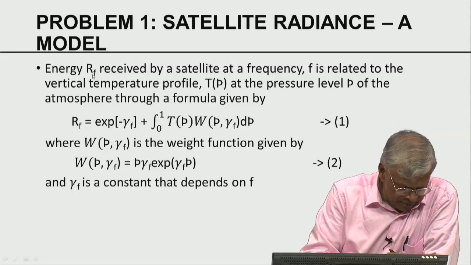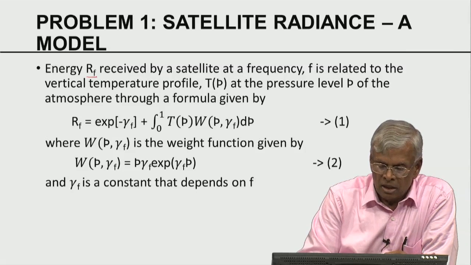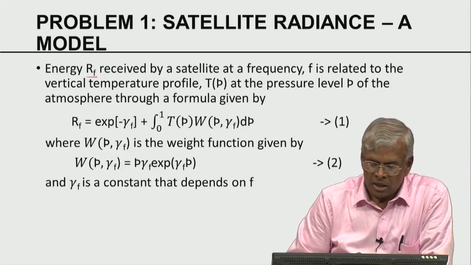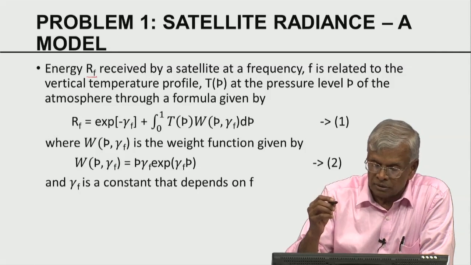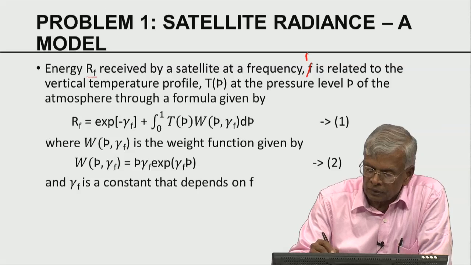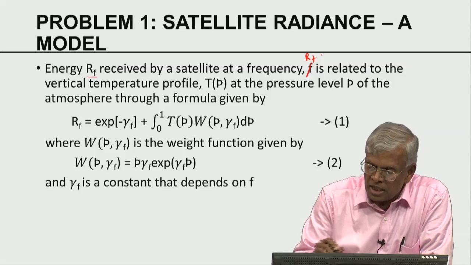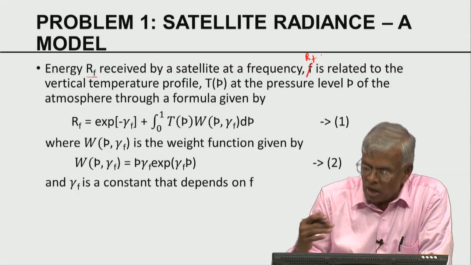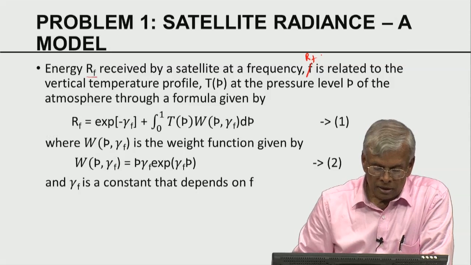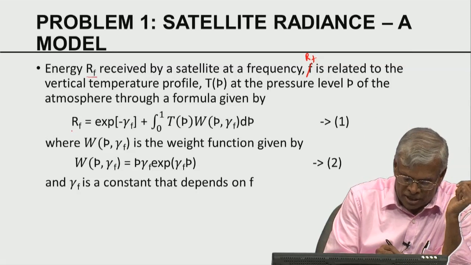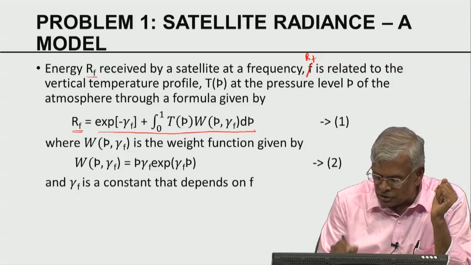Let R be the energy received in a frequency f by a satellite, and that R(f) is related to the vertical temperature profile T(P), where P is the pressure. So, I am going to talk about vertical coordinate at pressure levels of the atmosphere. So, you can think of R(f), which is the energy received by the satellite. The physical model for this is given by equation 1.